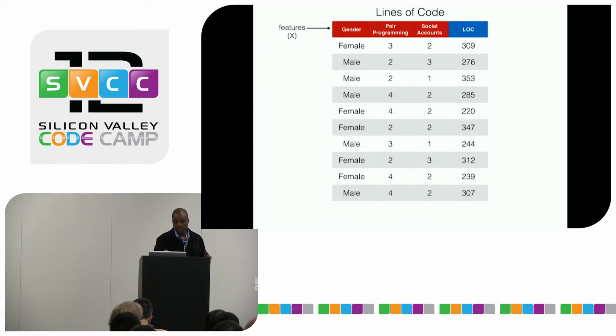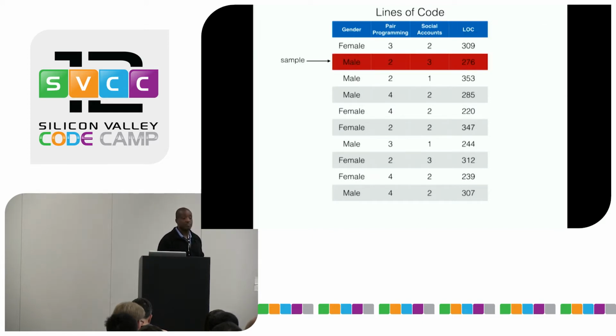Let me jump through this real quick again to get some of you caught up. When I'm saying features, those are features at the very top. Each one of those items or features are variables. That's your x. That's your y, your output or your target variable. And that's a sample.